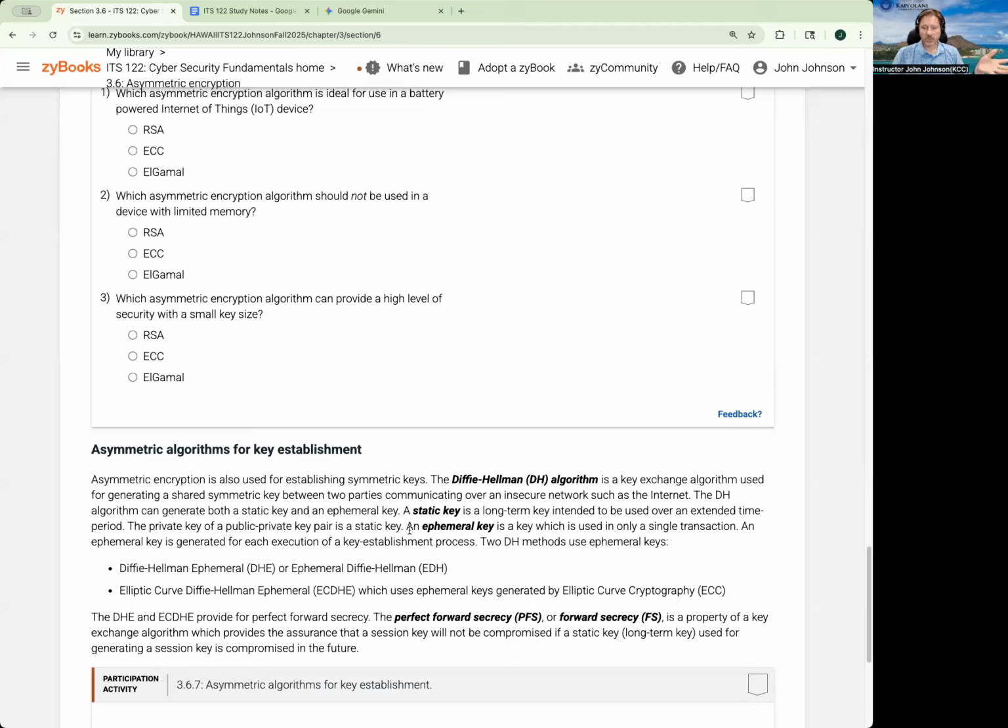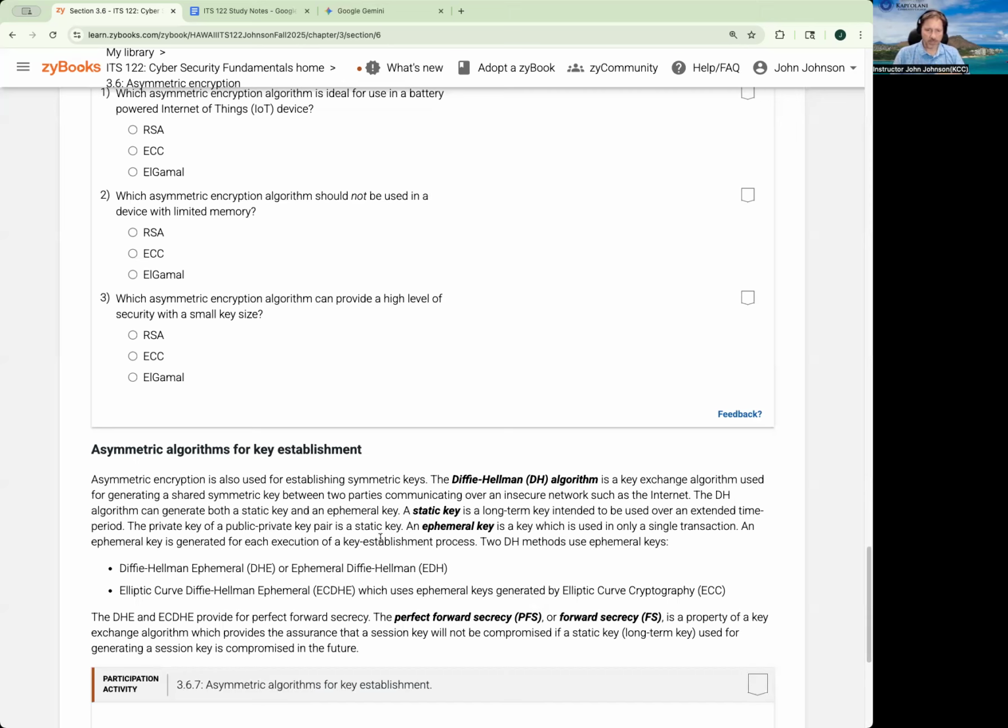So let's say you use your static key to create the session key. Even though you've compromised the thing that you set it up with, that being compromised is not going to affect the security of your session key. So your session key is going to be safe. That's the most important thing of that.